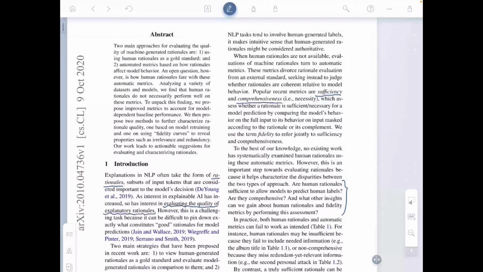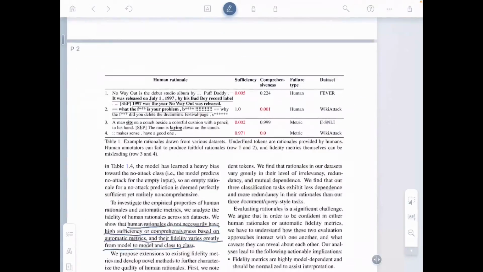Usually, people use sufficiency and comprehensiveness to evaluate the quality of the rationale. But in this paper, the authors try to evaluate the human-generated rationales using the automatic metrics. In addition, they draw the fidelity curve, which I'll explain later. And with those analyses, they found that the human rationales do not necessarily have high sufficiency or comprehensiveness based on the automatic metrics. Also, their fidelity varies greatly from model to model and from class to class.